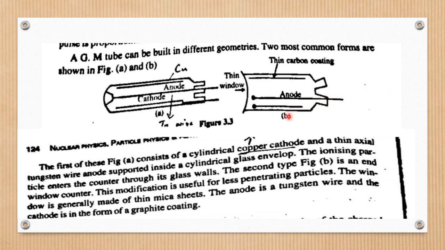And the second type is with an end window. This is the thin end window counter. This modification is useful for less penetrating particles. The window is generally made of thin mica sheets. The anode is a tungsten wire and the cathode is a graphite coating. Here too, this is another design. This is a thin window. This is the anode, and the thin carbon coating serves as the cathode. These are the two different geometries of Geiger-Müller counter.